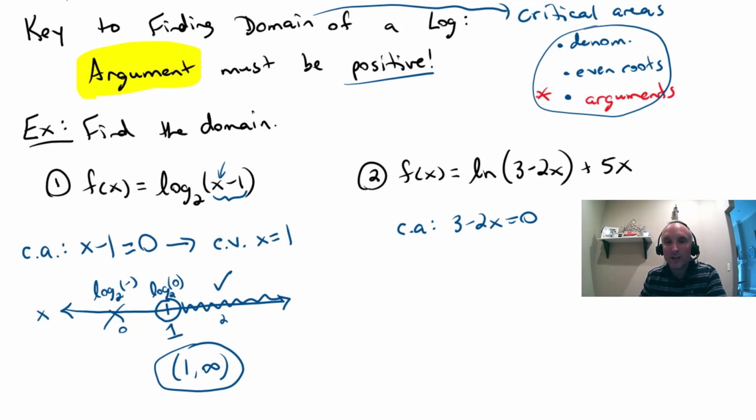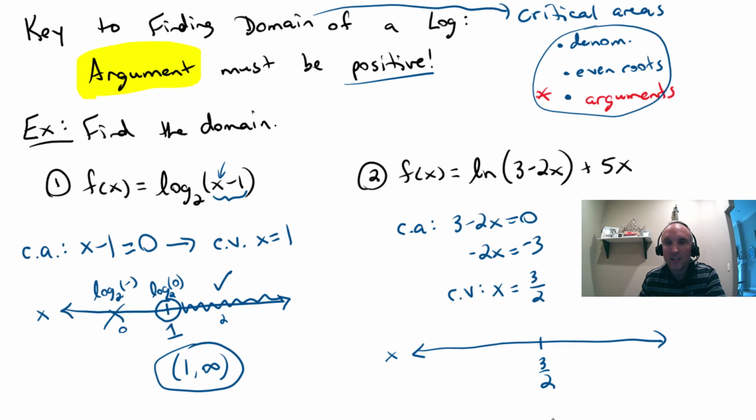Now I solve this for x, so I subtract 3, and I divide by negative 2. A negative divided by a negative is a positive. And my critical value is x equals 3 halves. So I'll cut my number line at 3 halves. And if you plug 3 halves in for x, you'll see that you get a natural log of 0, which you don't want. So you don't want to include that number.